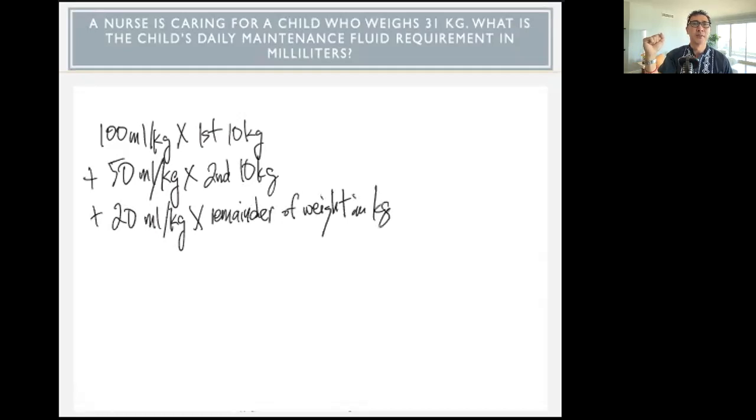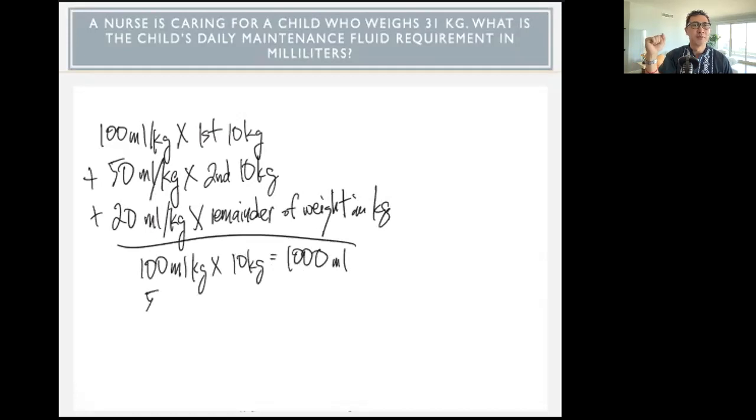100 ml per kilogram times 10. We have 1,000 over there as the base. My second 10 kilograms, 50 ml per kilogram times 10. So far, I have a grand total of 20 kilograms. Okay. Simple math, simple math. 20 mLs per kilogram for the remainder, which is 11.